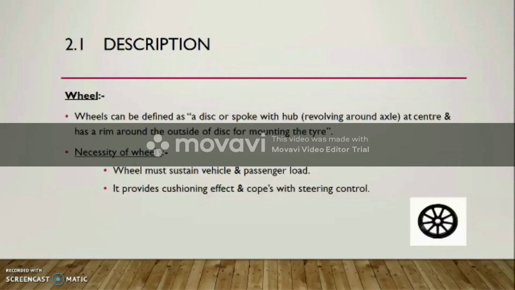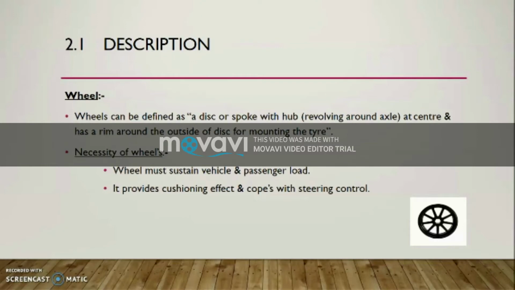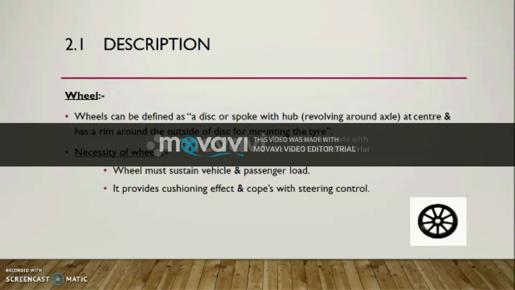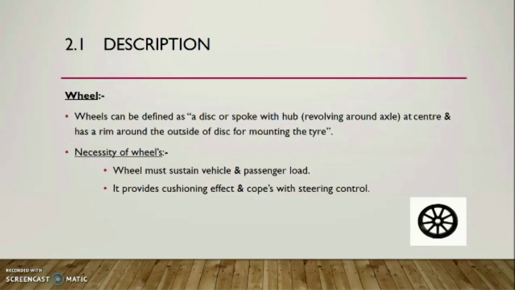About wheel. A wheel can be defined as a disc or spoke with a hub, which revolves around itself at the center and has a rim around the outside for mounting the tire. The necessity of a wheel is that it must sustain vehicle and passenger load. It provides a cushioning effect and copes with steering control.